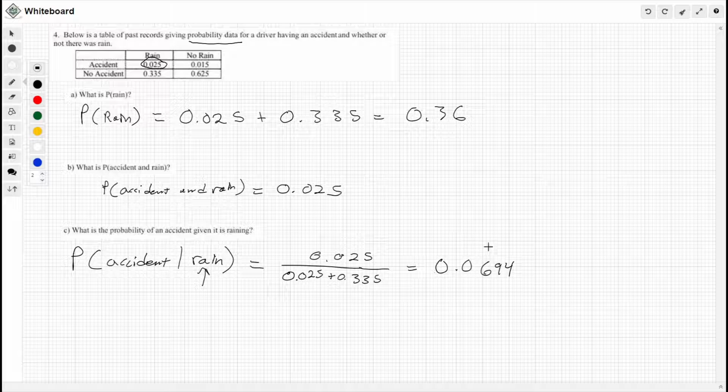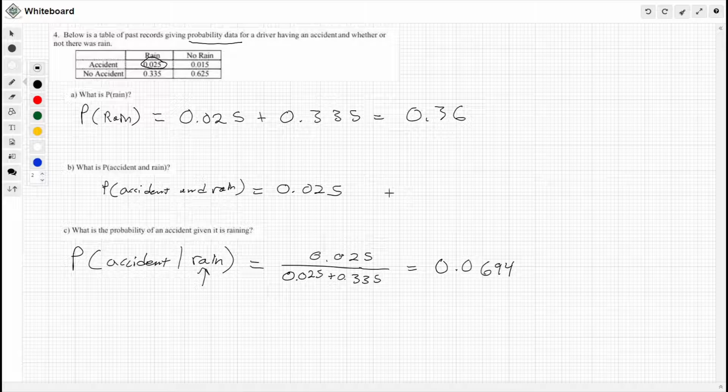Reflect on this number for just a second. In the rain, the probability of an accident happening is 0.025 out of all possible scenarios. Whether there's rain, no rain, accidents, no accidents. An accident in the rain occurs 2.5% of the time. However, if you already know that it's raining, you walk outside, you get in the car, it's raining outside, that probability of an accident actually increases to 6.94%.